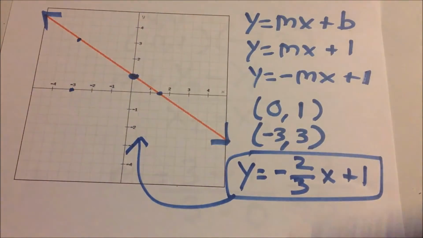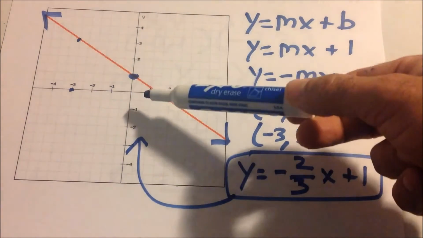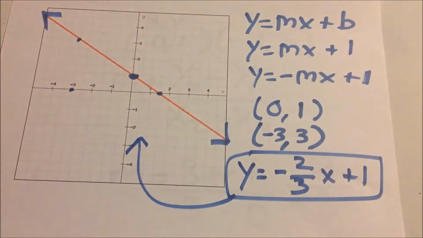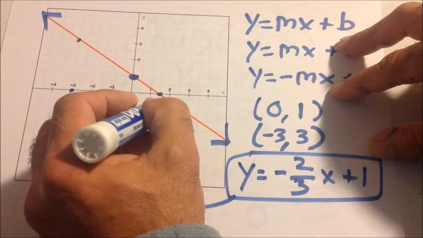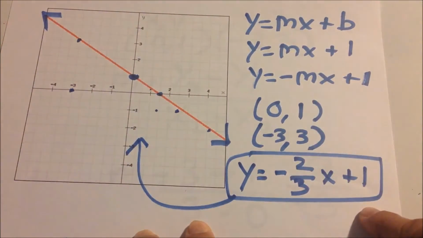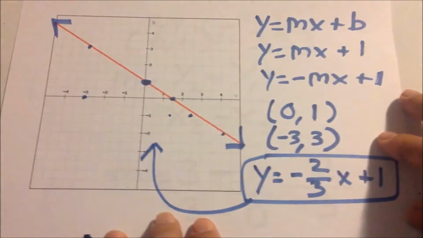So again, the y is going down 2 over 3. 1, 2, 1, 2, 3, like we said before. And it's continually doing that. It's going down 2 over 3. Down 2 over 3. And it crosses at the 1.